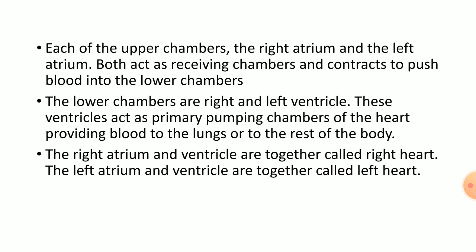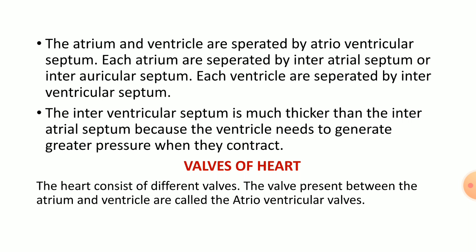The right atrium and ventricle are together called the right heart, while the left atrium and ventricle are together called the left heart. The atria and ventricles are separated by the atrioventricular septum. The two atria are separated by the interatrial septum or interauricular septum. The two ventricles are separated by the interventricular septum.